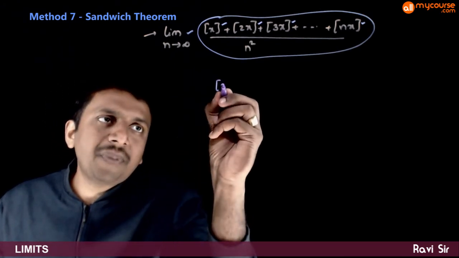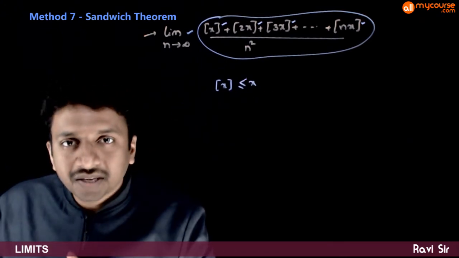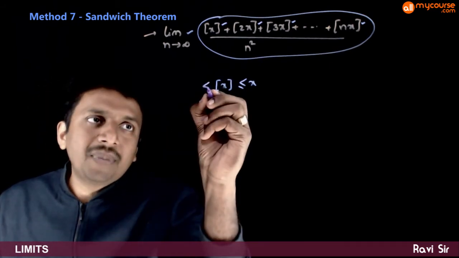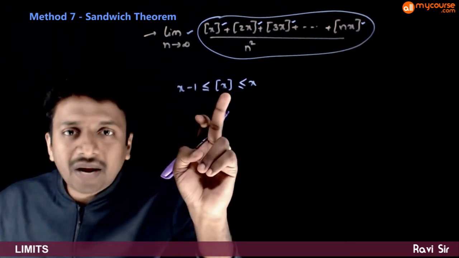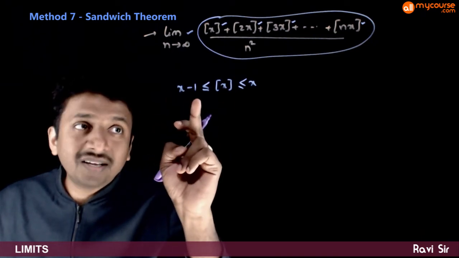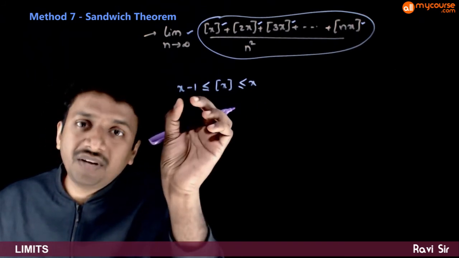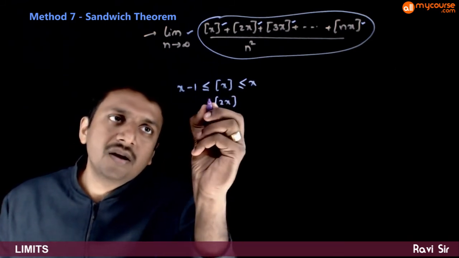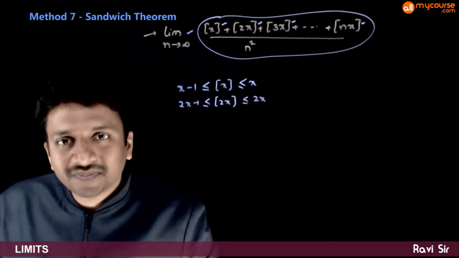So we know that integer part of x will always be less than or equal to x, right? Integer part of x will always be less than or equal to x. Again, this will always be greater than or equal to x minus 1. So integer part of x will always lie between x minus 1 and x. Similarly, integer part of 2x always lies between 2x minus 1 and 2x.